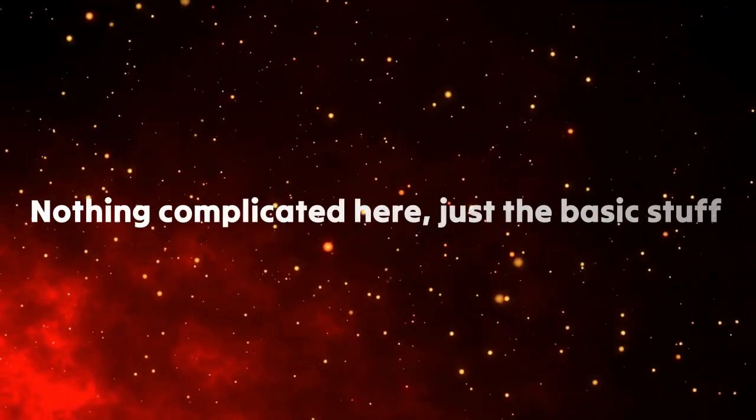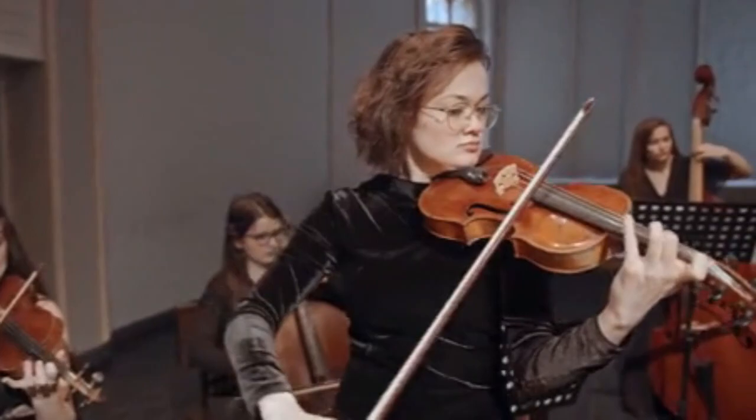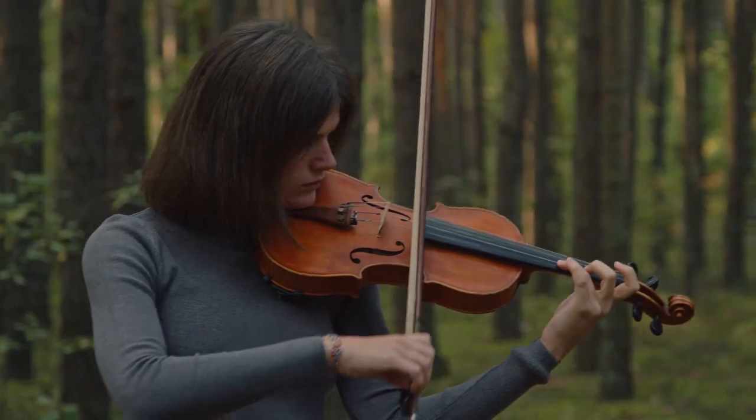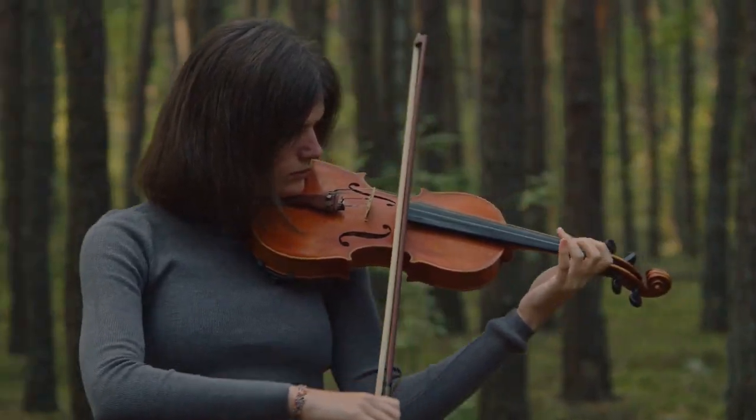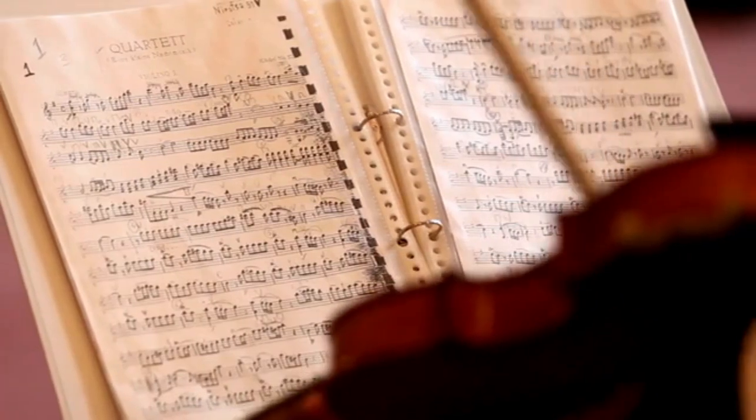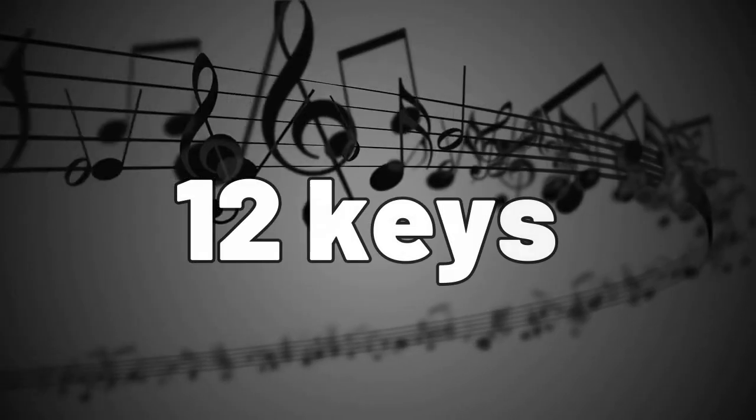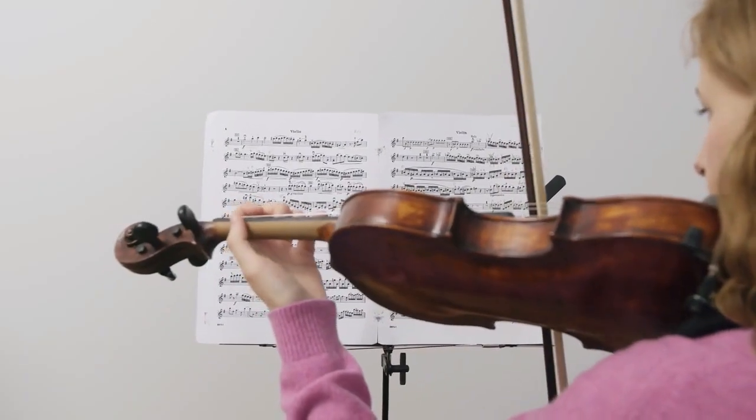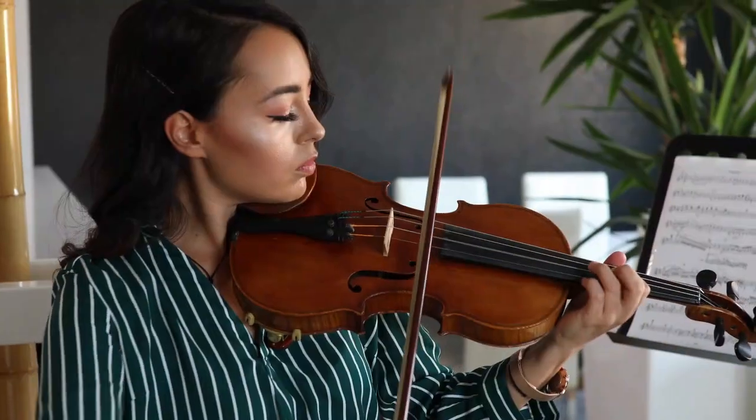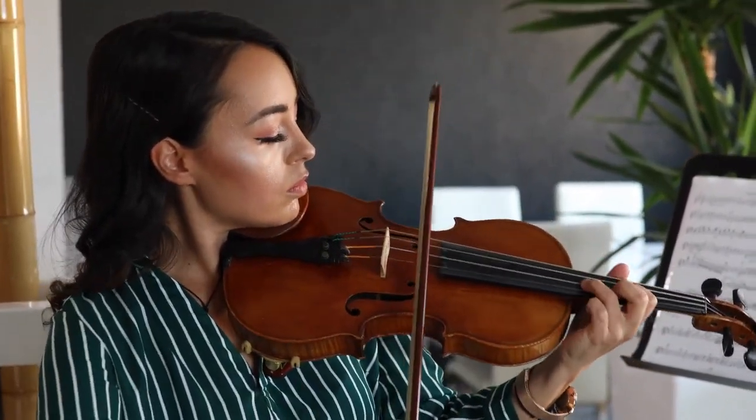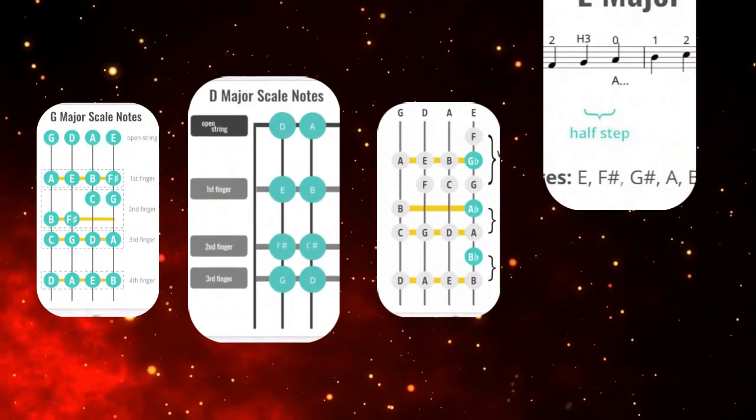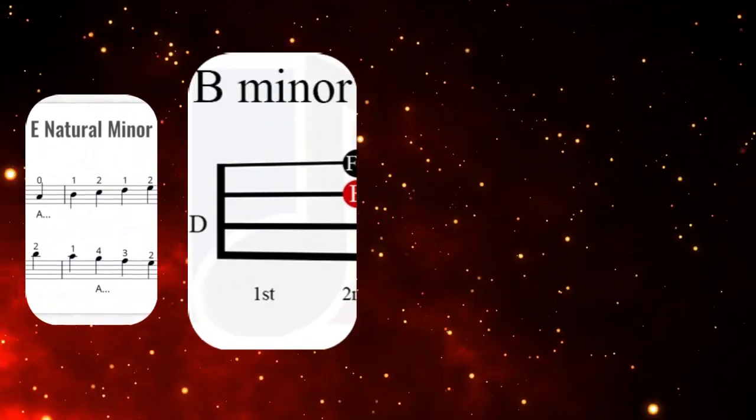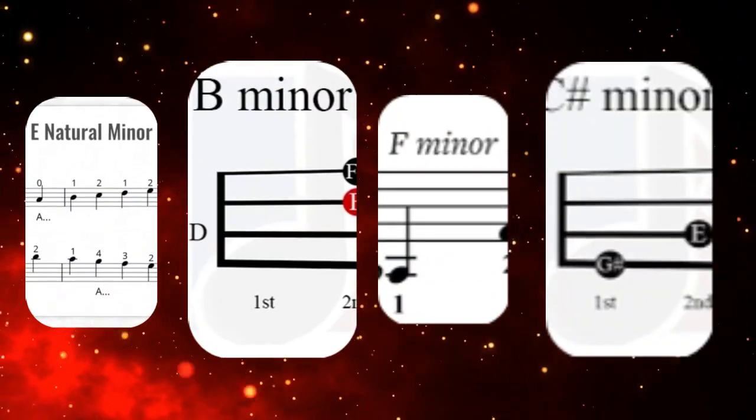Nothing complicated here, just the basic stuff, like understanding what a key, chord, note, and scale are. A key is a system of functionally related chords. They are the patterns you follow when playing any musical instrument. There are 12 keys in music, each consisting of different notes and scales, 7 major keys and 5 minor keys. The violin is particularly designed to play the keys of G, D, A, and E major, and their relative minors, E minor, B minor, F sharp minor, and C sharp minor.